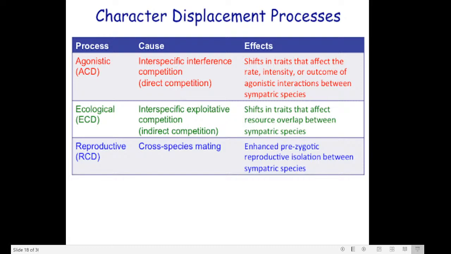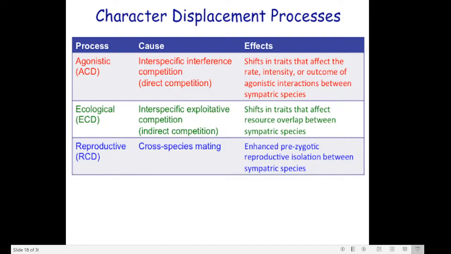And ecological-based character displacement, the interspecific exploitative competition, that is the indirect competition. There is no direct competition, it is indirect. Due to this indirect competition, it affects the resource overlapping. Resource overlapping means one food is needed by two species, so an overlap happens. So this indirect competition affects the resource overlapping.